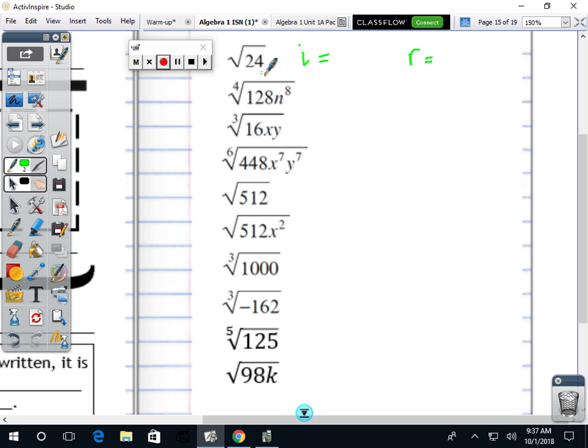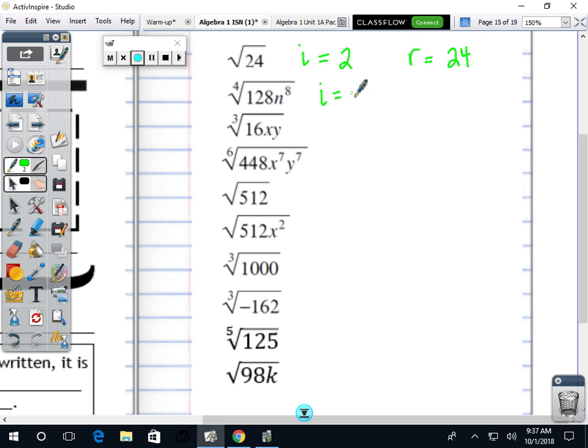And for this problem, what is the index? Right, there's an understood 2 there. So this is a square root. And what is the radicand? 24, right? Okay, what about the next radical?